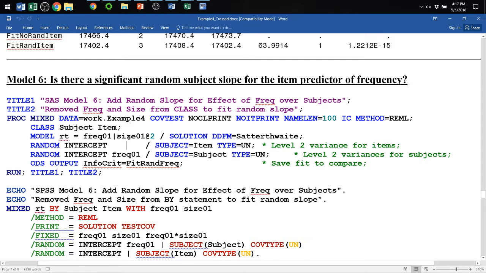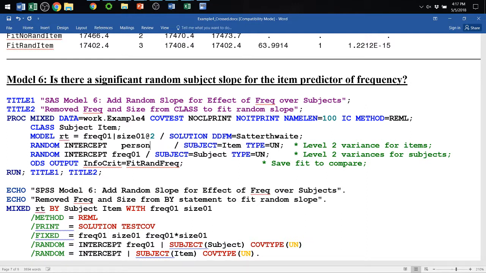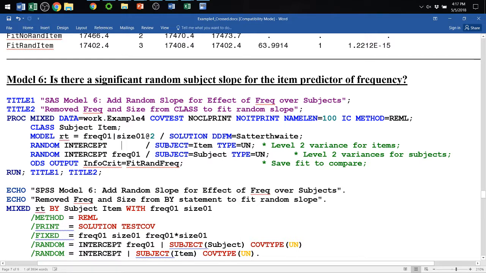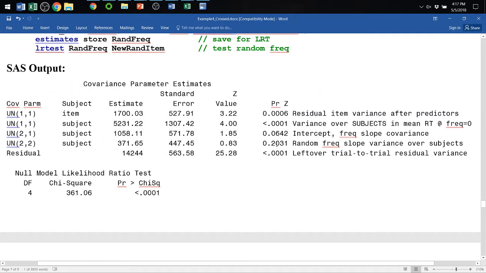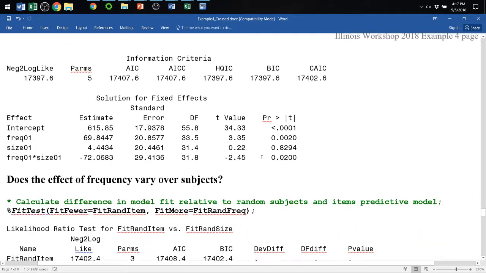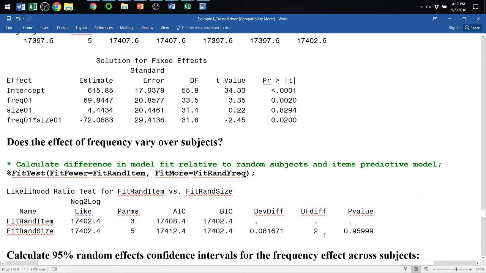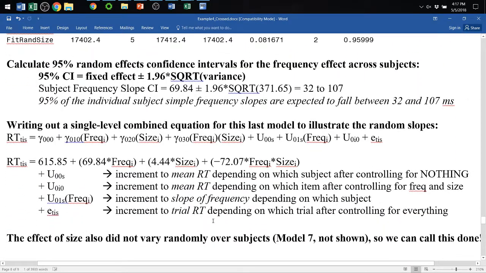You could also have person whatever as a random effect across items, although it's harder to think about that as an example. But if it's an item characteristic, it can vary randomly over subjects only. And likelihood ratio test suggests that I do not have a significant random slope variance, so I kicked it out. But that's what the model would look like.